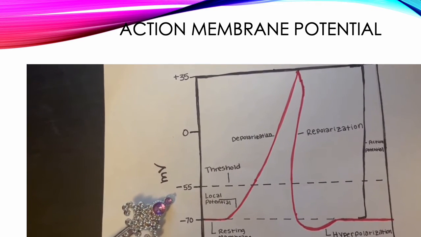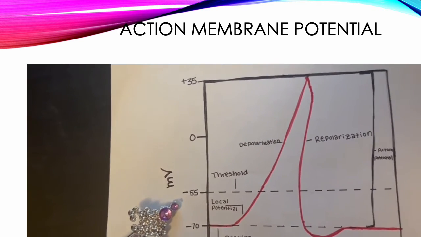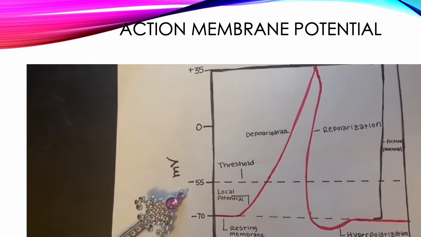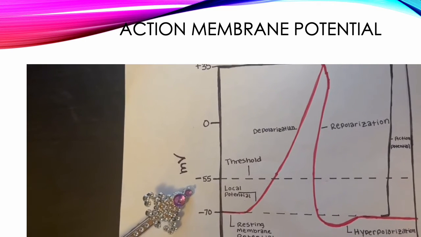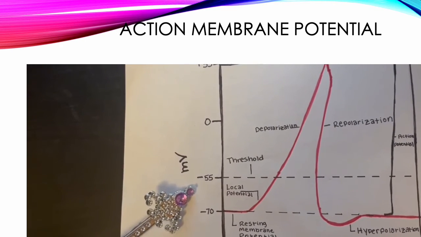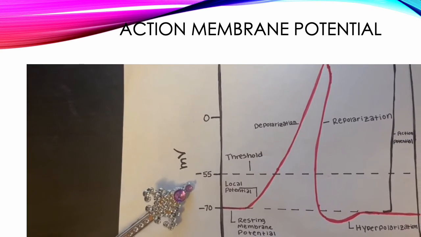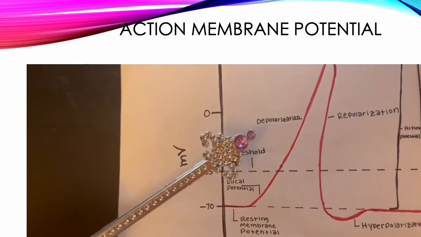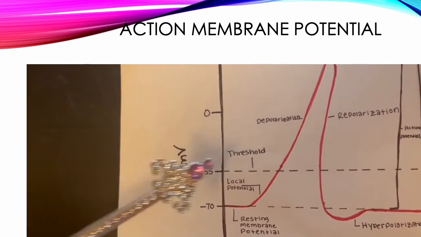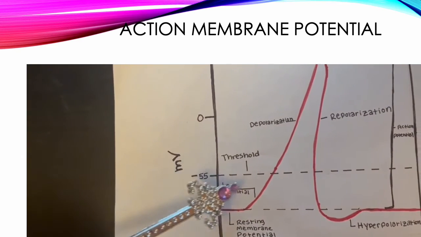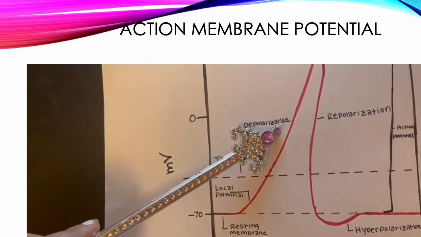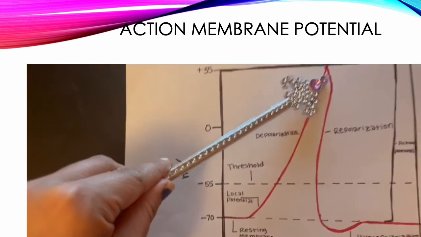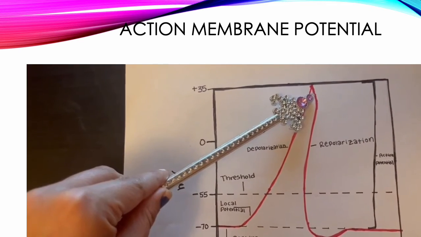Now that the threshold has been reached, the sodium gates in the membrane of the hillock rapidly open up and the sodium ions diffuse into the intracellular fluid. This puts the membrane potential through rapid depolarization. The membrane rather quickly goes from negative 55, surpasses 0, and hits the 35 millivolt mark. Once it hits that magic number, it has peaked.